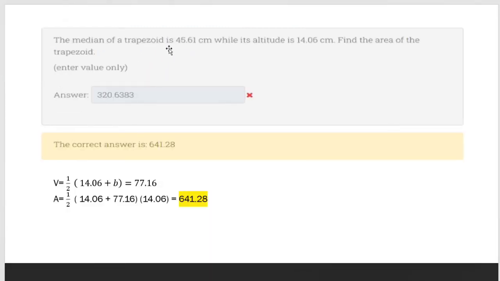The median of a trapezoid is 45.61 cm, while its altitude is 14.06 cm. Find the area of the trapezoid. Area equals 1/2 times 14.6 plus B equals 17.6. Area equals 1/2 14.6 plus 77.16 times 14.6 equals 641.28.